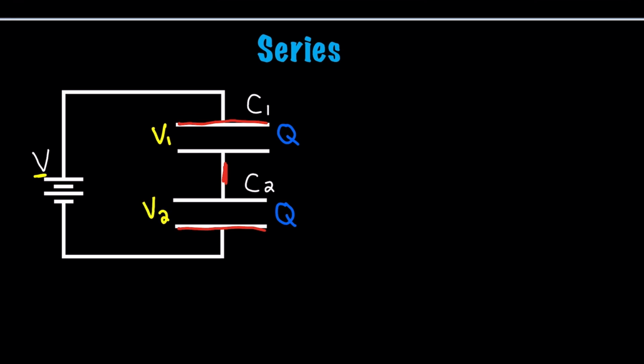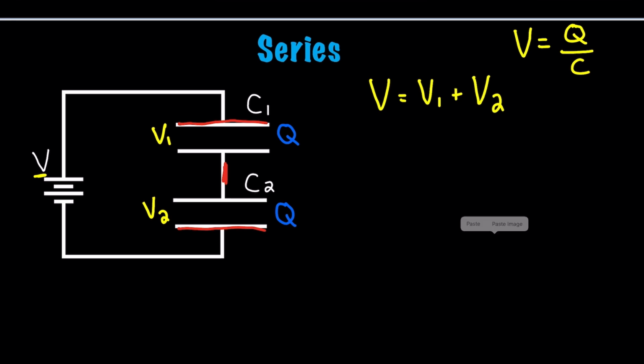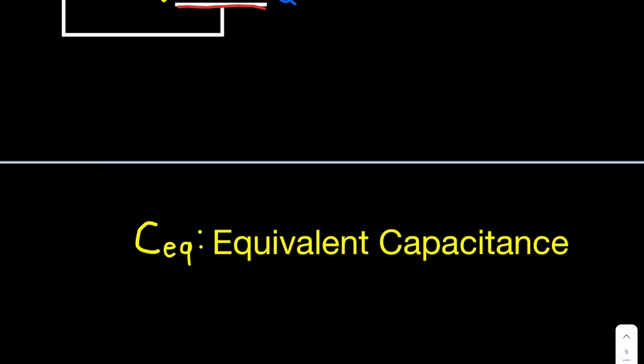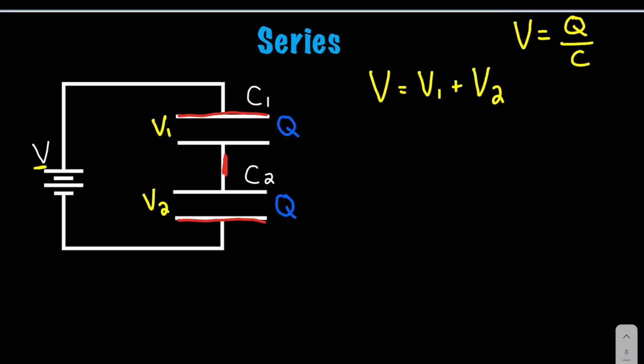So in series, the potential differences of the individual circuit elements add up to the total potential difference. And then I'm going to use the fact that potential difference across a capacitor is the charge stored in it over its capacitance to determine an expression for CEQ, or the equivalent capacitance, in series.